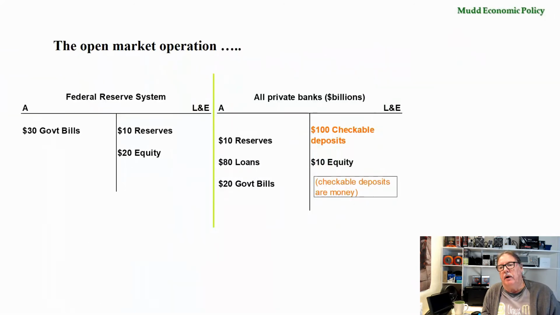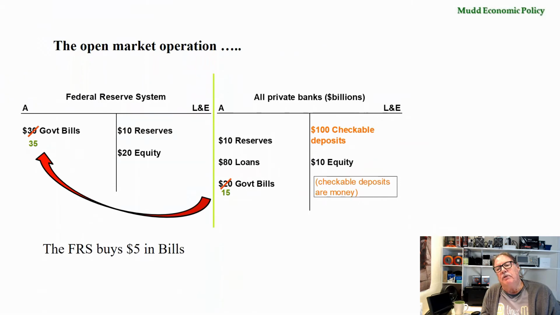Okay, here we are again, all over again. We're starting again. We've got the Federal Reserve System, and we've got all private banks sitting side by side, and we're ready to go. Let's conduct an open market operation. So the first thing that happens is the Federal Reserve System buys $5 in government bills from the banking system.